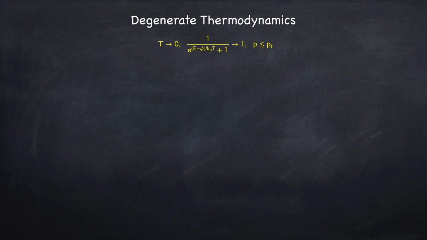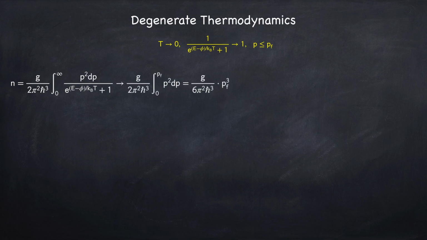Okay, now that we understand what degenerate matter is and what non-degenerate matter is, let's take a look at some thermodynamic properties of degenerate matter. So we're going to take the T equals 0 limit. Now our probability distribution is 1 if the momentum is less than the Fermi momentum, or the energy is less than the Fermi energy, either way, and it's 0 otherwise. We already found what the number density looks like in this case, and this integral is fairly simple to evaluate.